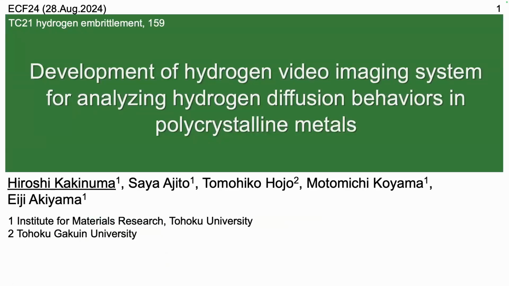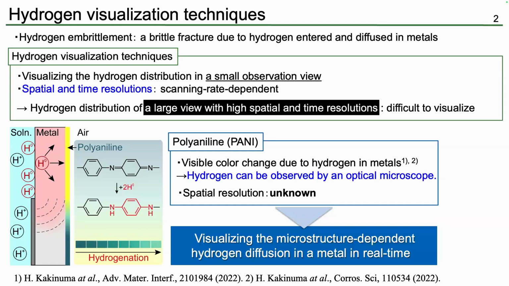I will talk about the hydrogen visualization techniques to analyze hydrogen diffusion in polycrystalline materials. So to elucidate hydrogen mechanism, it is important to understand how hydrogen diffuses in the metals. So far, there have been various hydrogen visualization techniques such as escape effect.